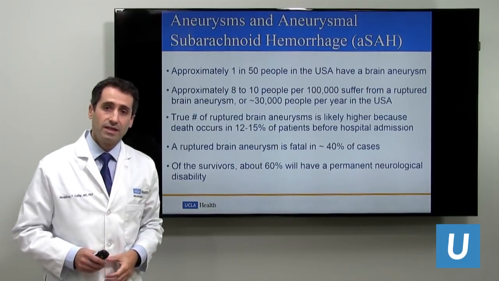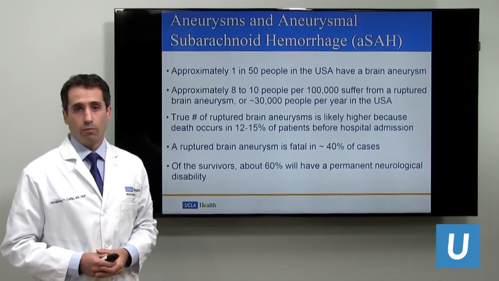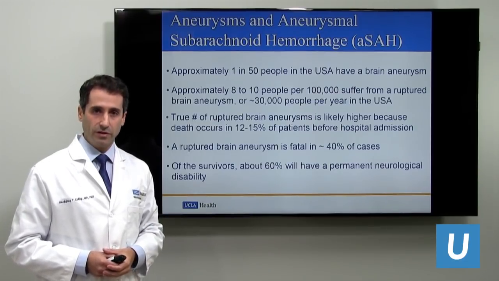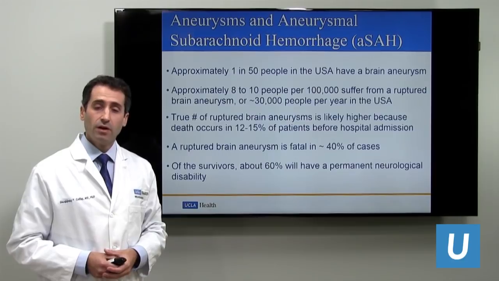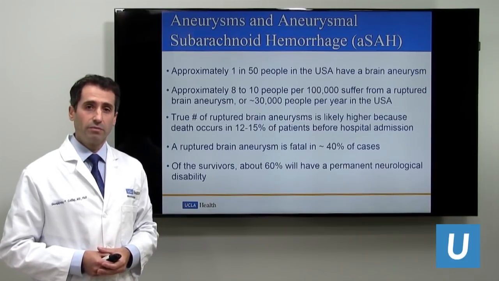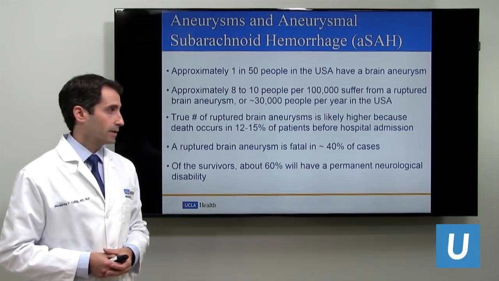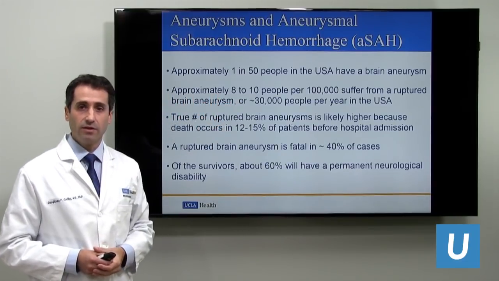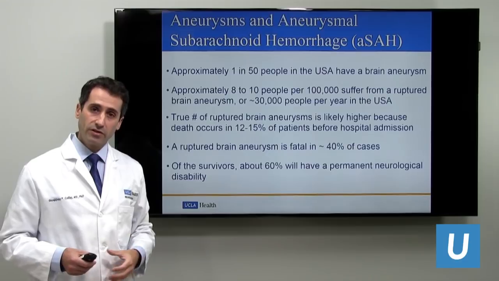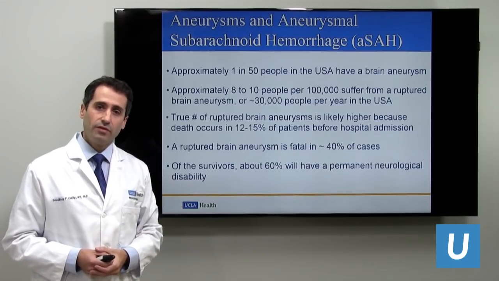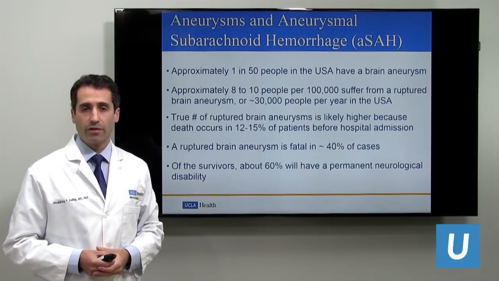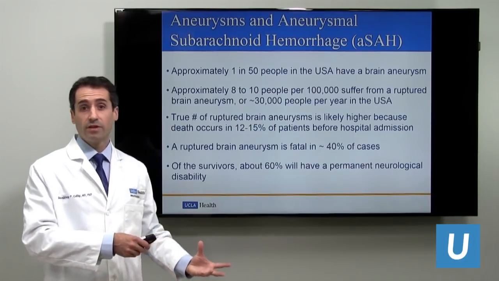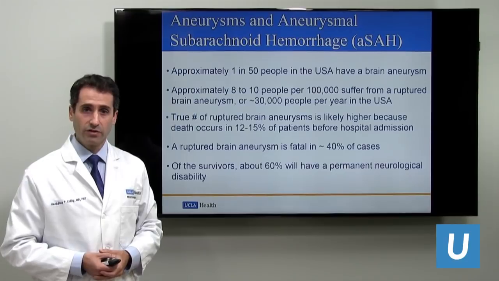So here's just some statistics about aneurysms and why we care about them. About 1 in 50 to 1 in 100 people in the United States have a brain aneurysm. Most of those people don't know about it because they're generally asymptomatic. About 8 to 10 people per 100,000 suffer from a subarachnoid hemorrhage. And if we take the total population of the United States, this represents about 30,000 people.